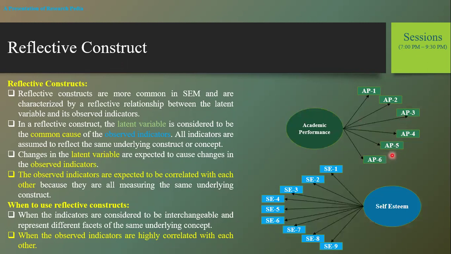But if they are not highly correlated, or there is low correlation between these indicators or these factors, you should not use the reflective constructs. You may need to use the formative constructs. So the basic consideration in case of reflective constructs is that the indicators may be highly correlated. There may be high correlation between the indicators of that construct.